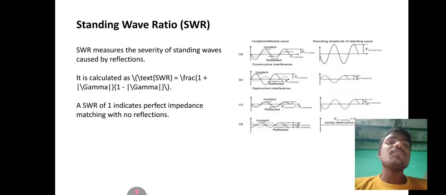Standing wave ratio, SWR. SWR measures the severity of standing waves caused by reflections. It is calculated as SWR equal to (1 plus gamma) by (1 minus gamma). An SWR of 1 indicates perfect impedance matching with no reflections.